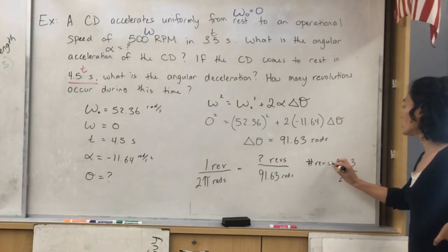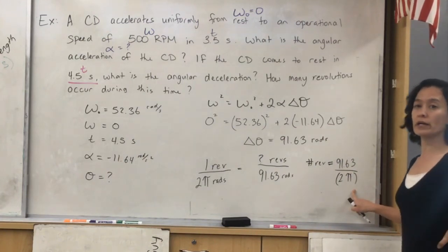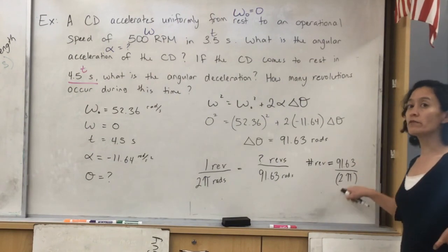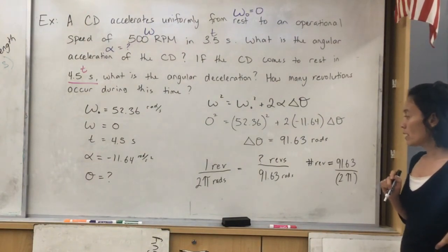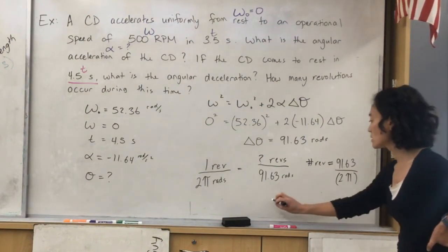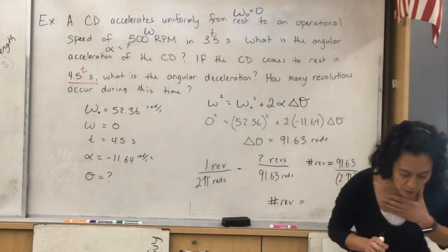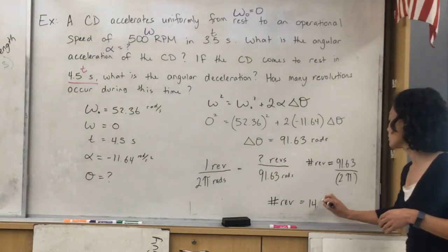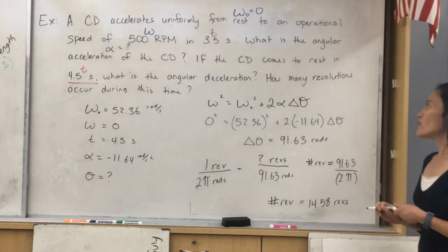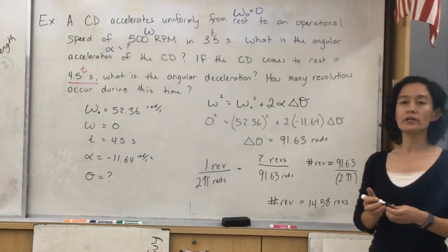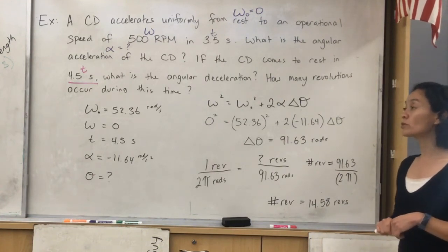Please be careful. When you actually do this in your calculator, you need to put parentheses around that 2 pi. Otherwise, your calculator will think you want to take 91.63, divide it by 2, and multiply by pi. So be careful. And calculate out the revolutions. The number of revolutions that I calculated was 14.58 revolutions. So that is angular kinematics, very similar to what we did with linear kinematics at the very beginning of the class, but just looking at it in terms of rotational or angular quantities.